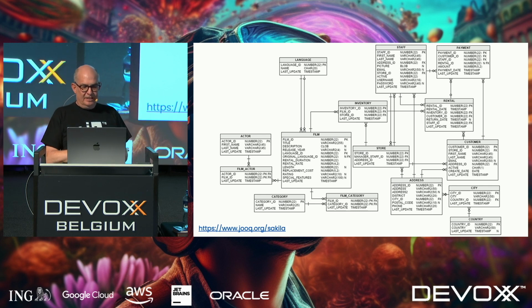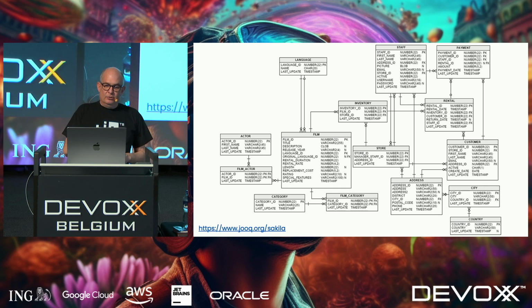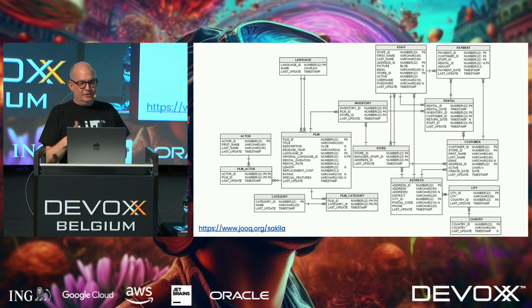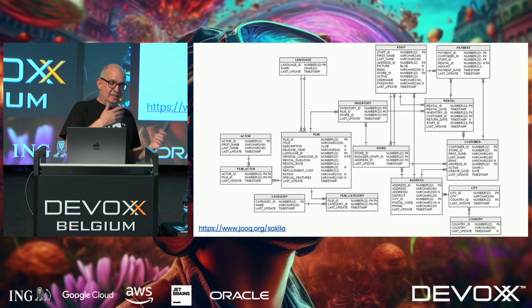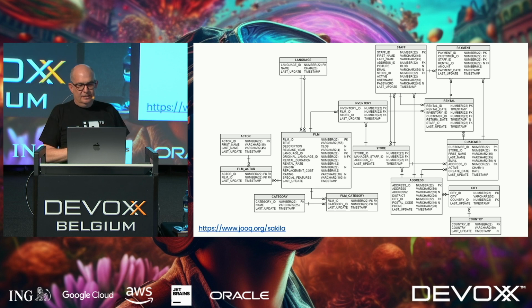On the other hand, we have stores. So a store has an inventory. That means not every store has the same inventory. So maybe some store only has a certain type of films. And in the store, we also have staff that is working there.